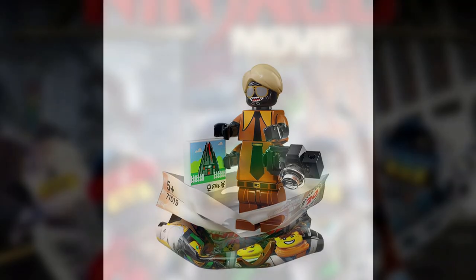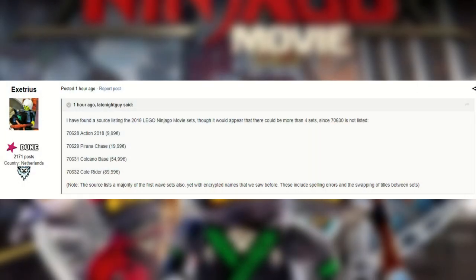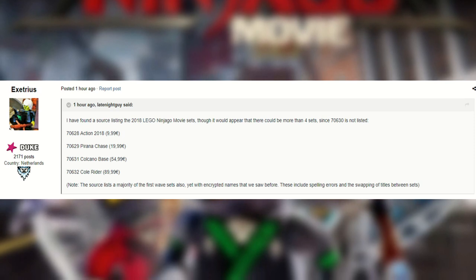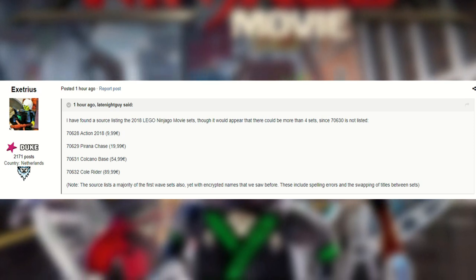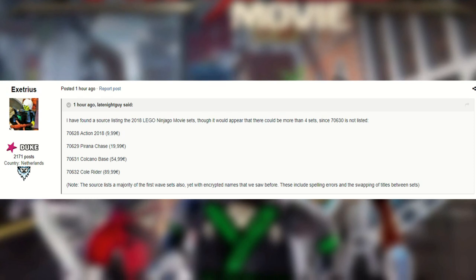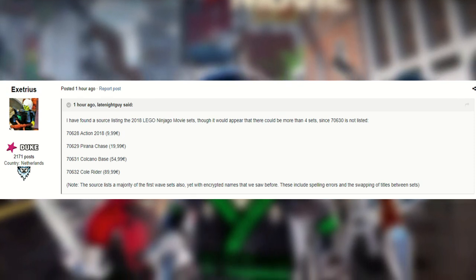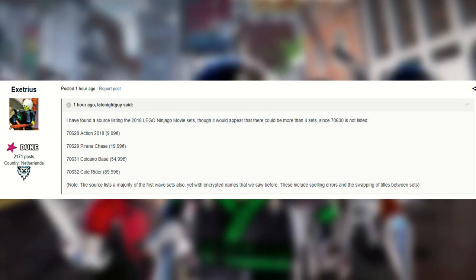Pirana Chase, I have no idea what that could be. Piranhas, you know, I think of piranhas and I think of the sort of fish, so the only thing I can think of there is some sort of villain set, or just ninjas running away from some sort of water area. Action 2018, that's probably a complete typo.